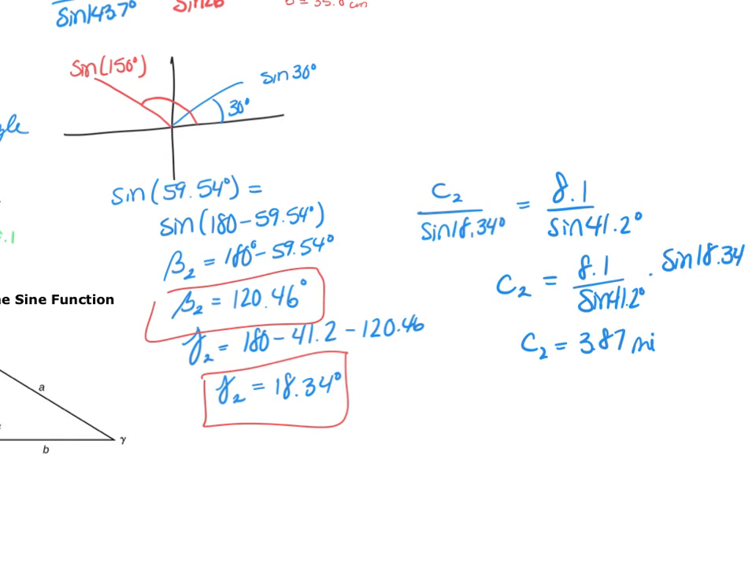So I've found all of my missing pieces, and I have two triangles. So I had to find two betas, two gammas, and two C's, two side C's, I should say.